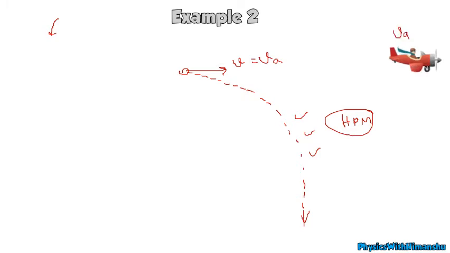If someone asks you, can the motion be like this? No. The motion will not be like this. The motion will be in this way, because the body will have initial velocity in horizontal direction. So the motion of the body will be like this. We'll take one more example now.